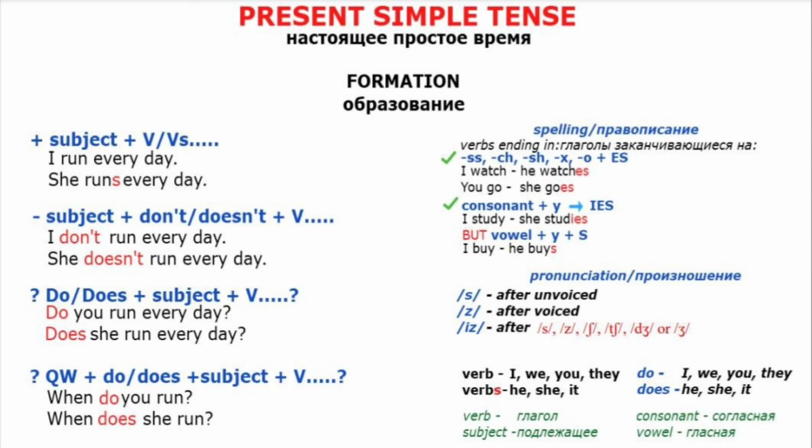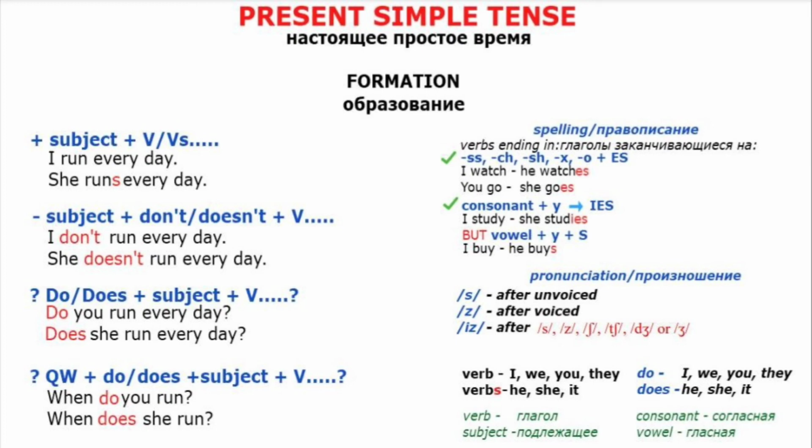Verbs ending in consonant plus y. We change y to i and add es. For example, I study, but she studies. If the verb ends in vowel plus y, we don't change anything and put s. I buy, he buys.